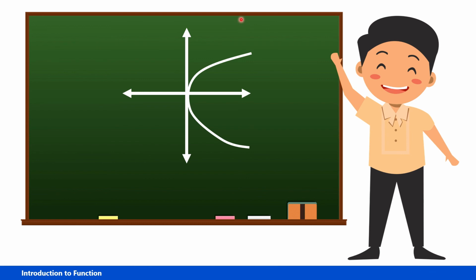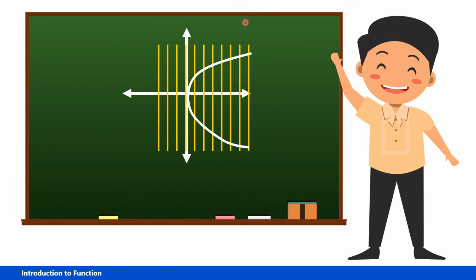How about this one? So maglagay tayo ng vertical line at alamin natin kung meron bang higit sa isang point na nag-intersect. So meron tayo dito, meron tayo sa ilalim, at ganun din ang mga sumusunod. Therefore, this graph is not a function.